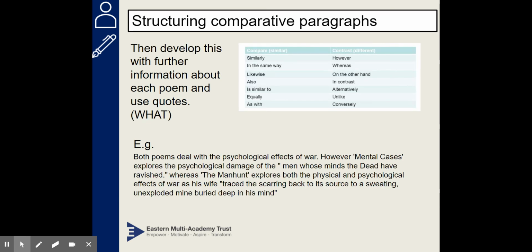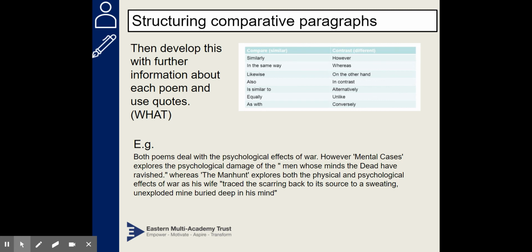You then need to develop this with further information about each poem individually, using your quotes. So you're very used to writing what statements, and this is effectively now your what statement, but about each poem in turn. So for example, both poems deal with the psychological effects of war. However, Mental Cases explores the psychological damage of the men whose minds the dead have ravished, whereas The Manhunt explores both the physical and psychological effects of war, as his wife traced the scarring back to its source, to a sweating and exploded mine buried deep in his mind.